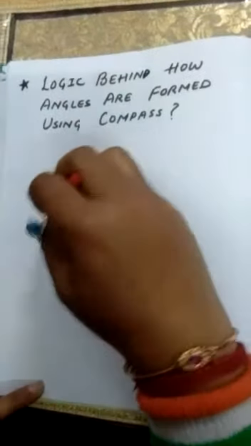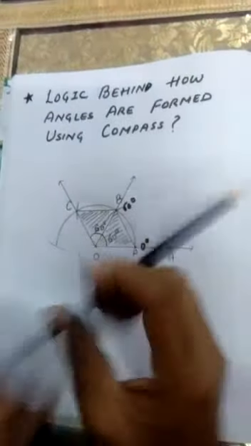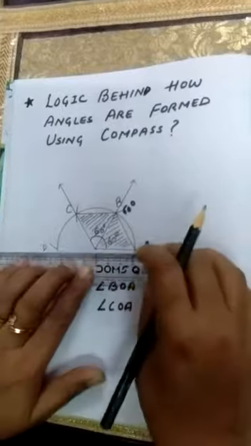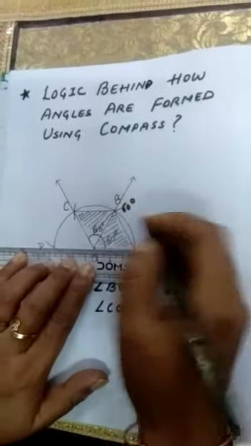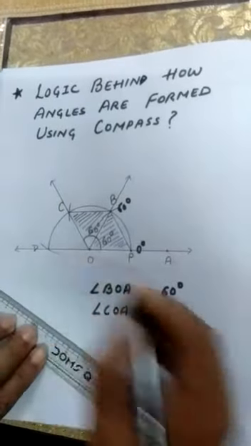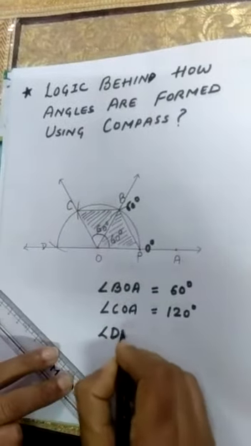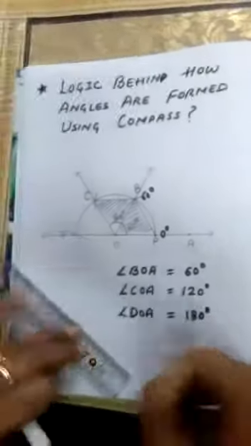Now again if I take another arc from point C, I get the third point, which is point D. Now if I join OD, I get a straight line. So angle DOA is the angle of 180 degree.